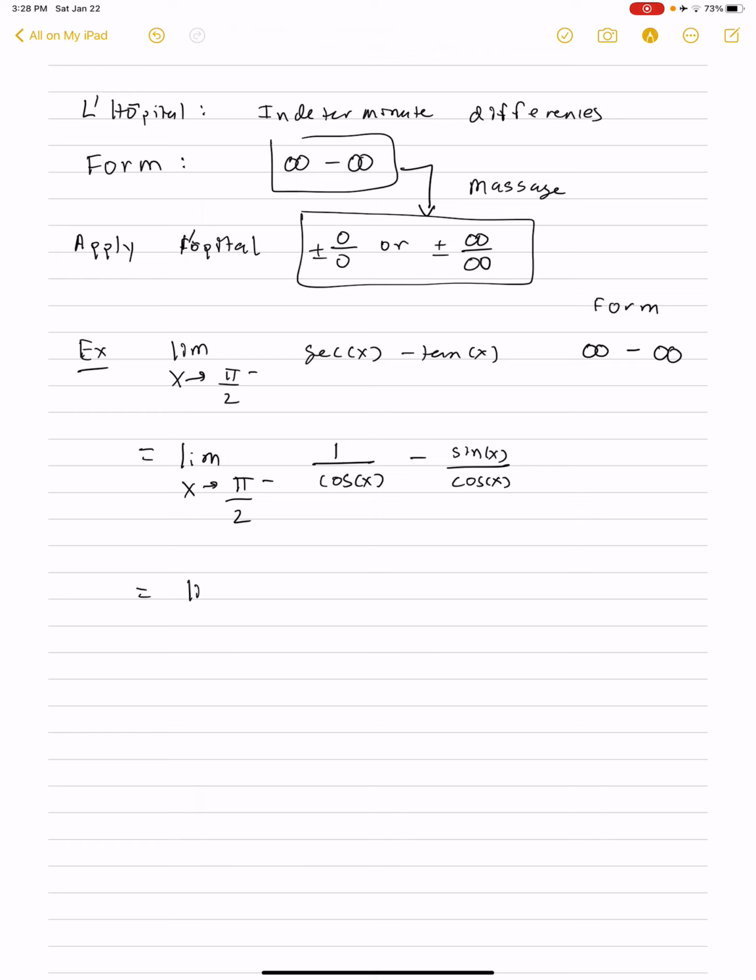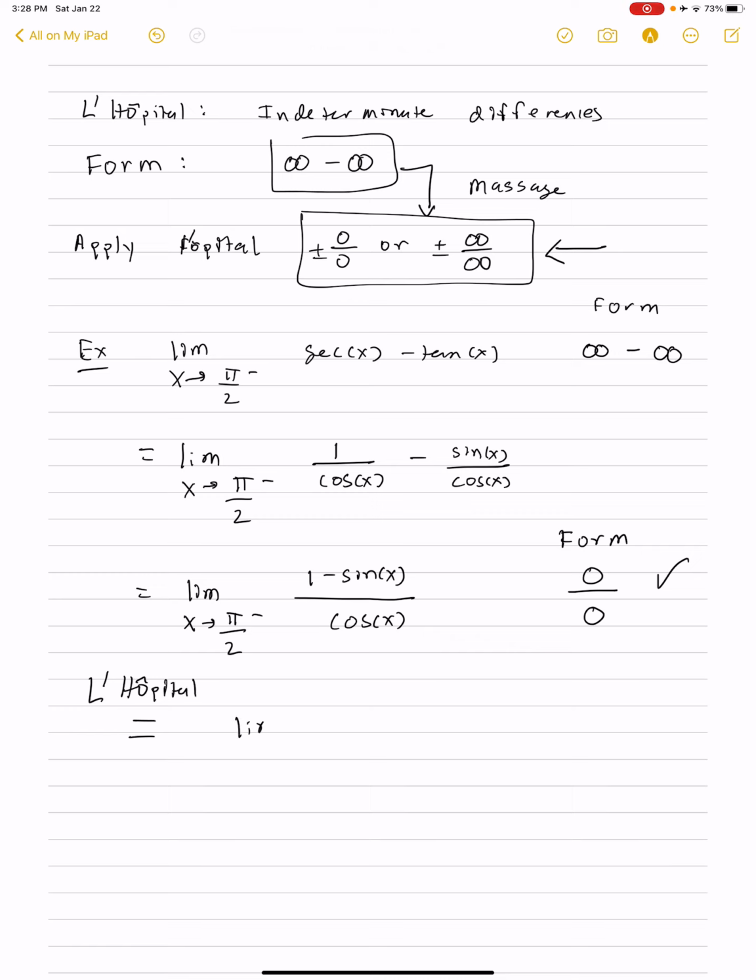And so now we have two fractions. The idea is to combine them into one term and to try and massage this algebraically into one of the two forms above. Well, it looks like this is one term, and now when we ask for the form, 1 minus sine, as x goes to pi over 2, limits to 0. The bottom limits to 0 as well. Ding, ding, ding, we get to apply L'Hopital's rule, because now it has one of the two forms that we can apply L'Hopital to.